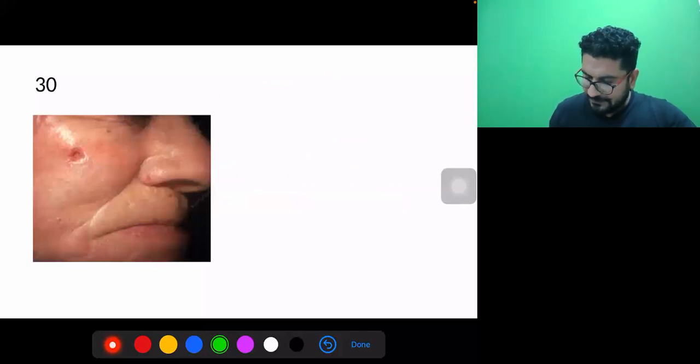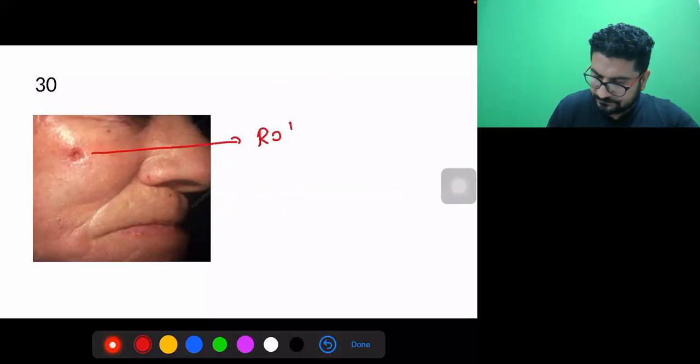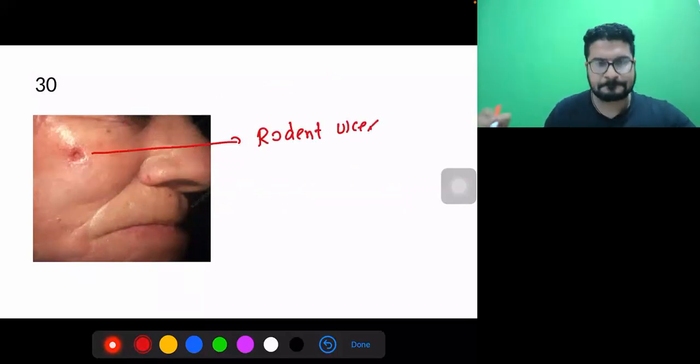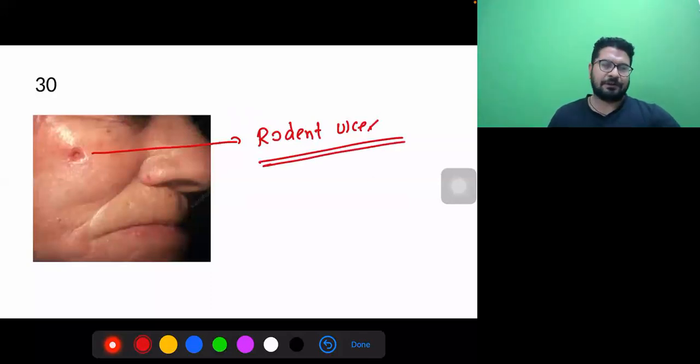Okay, this was the image-based question that they asked. This is the image of a rodent ulcer, basal cell carcinoma of the skin. This is your rodent ulcer. So these are the questions that came.